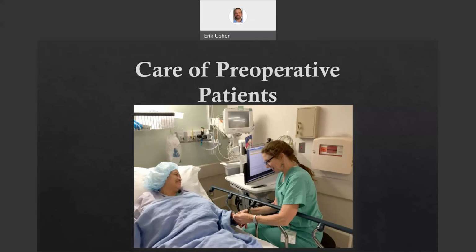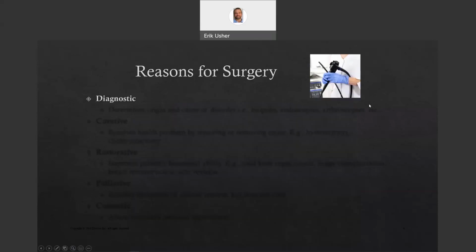Well, in the preoperative phase, we want to look for things. What are the reasons for the surgery? That's the main thing. So is it diagnostic in purpose? And diagnostic just means they want to find the root cause of a disorder. That's something like a biopsy or endoscopy, arthroscopy. They're looking to find a diagnosis and confirm a diagnosis.